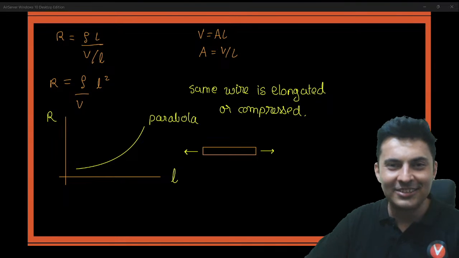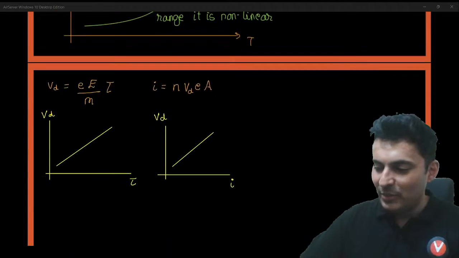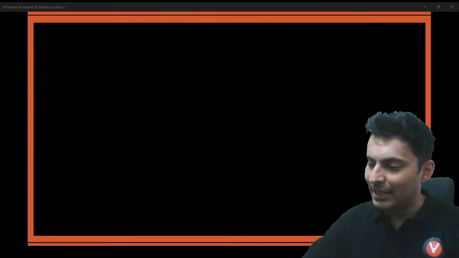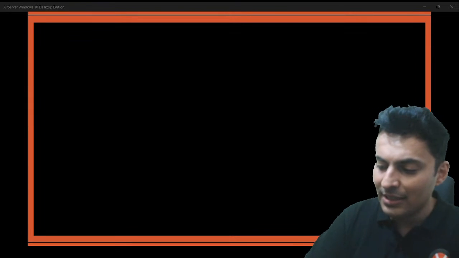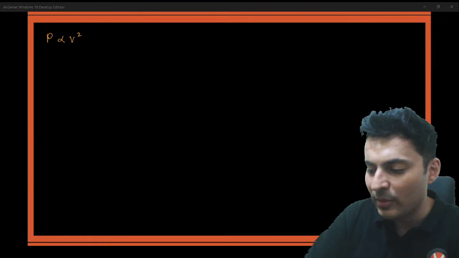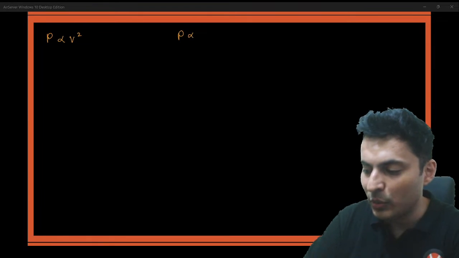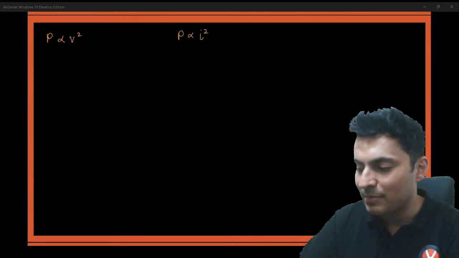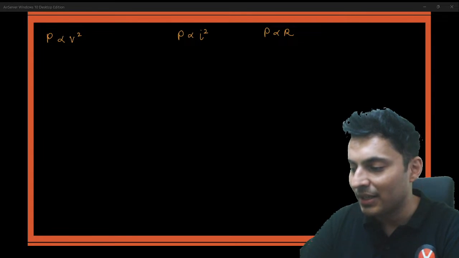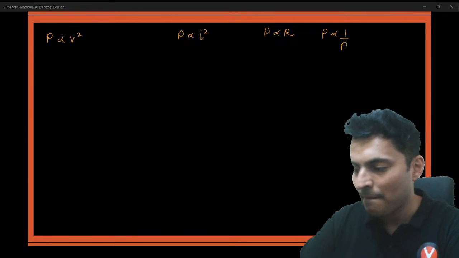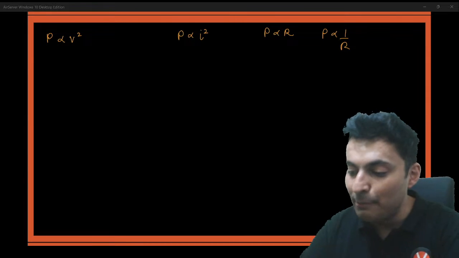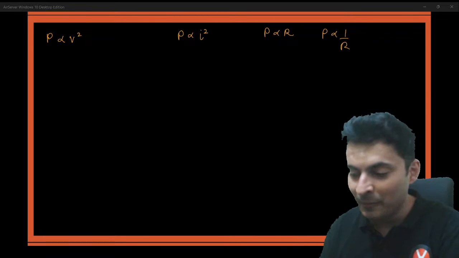Tomorrow. Okay, clear? And some of you were also asking with regards to power, sir. Is there any graph for power? Well, let me tell you, the graph for power is very straightforward. Oh, by the way, tell me, is power proportional to V square or is power proportional to I square? Is power directly proportional to resistance, or inversely proportional to resistance? How do you decide when to use what? Well, it depends on what is constant and what is not.